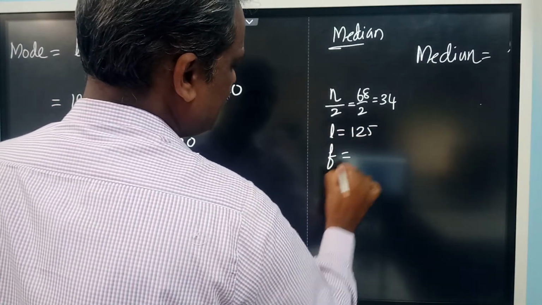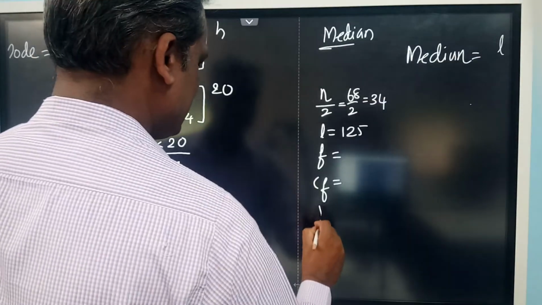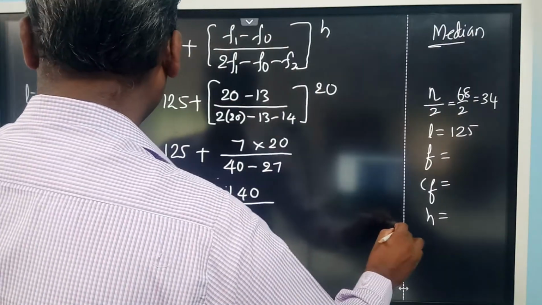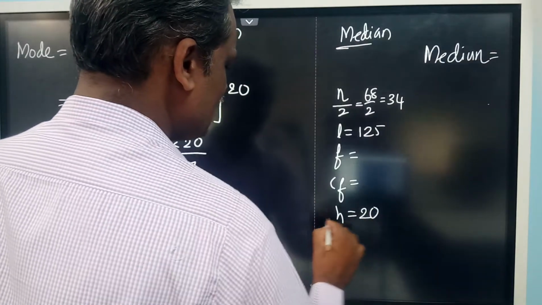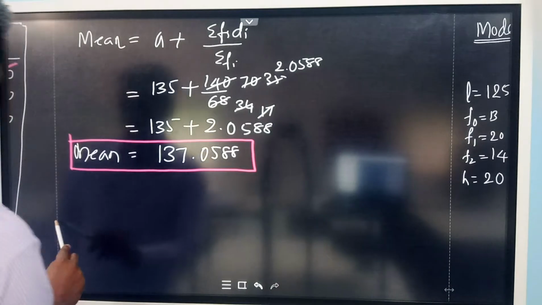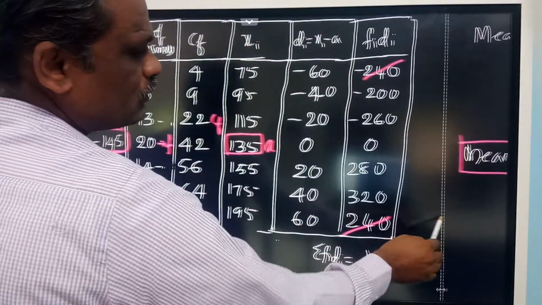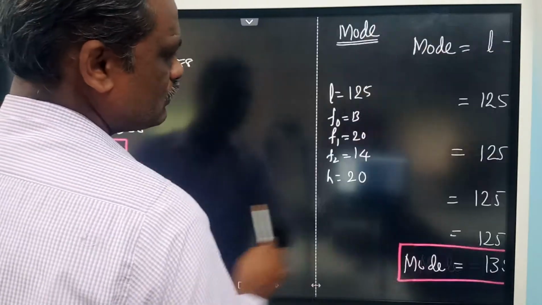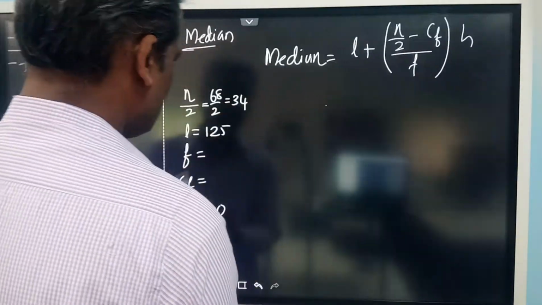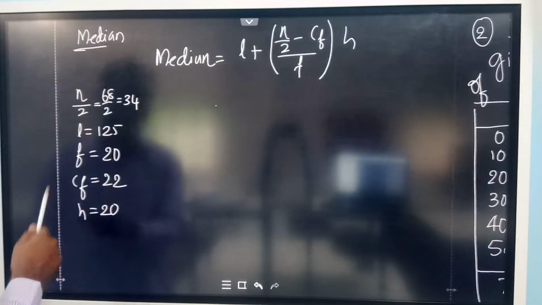So we need the frequency and cumulative frequency, and h. H we already found out, it is 20. So let us see f and Cf again. Here in the table, f is 20 and Cf is 22. Cumulative frequency is 22, f is 20. Substitute in the formula, that's all.